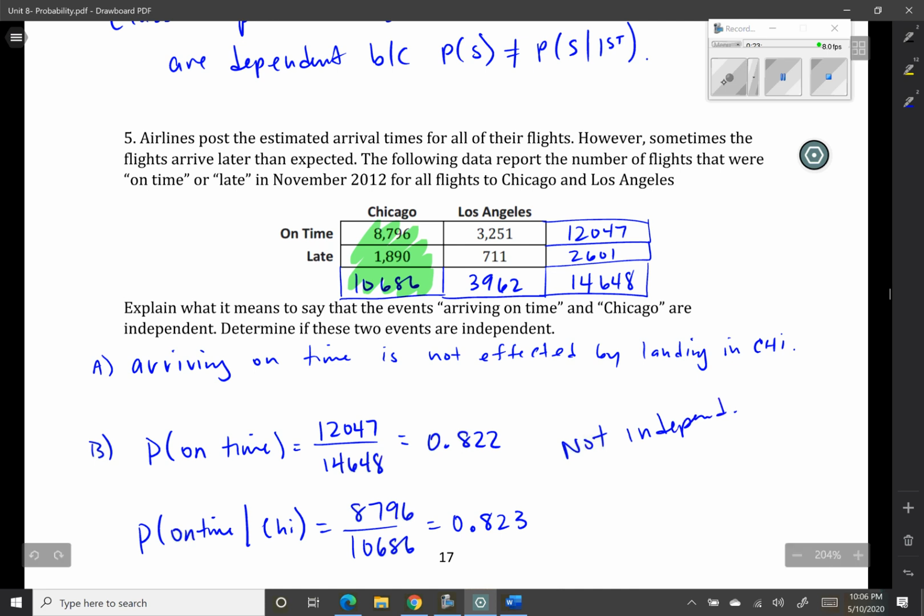And what that means is the chance of being on time is affected by whether or not you land in the Chicago airport, right? You could say it slightly increases when landing in Chicago, so it's actually nice to land in Chicago versus Los Angeles. So Los Angeles is actually making the on-time flight probability decrease slightly. Now, these two numbers are super close, so there is a small amount of kind of independence, but they're really not, because they're not the same number, okay? All right, let's keep going.